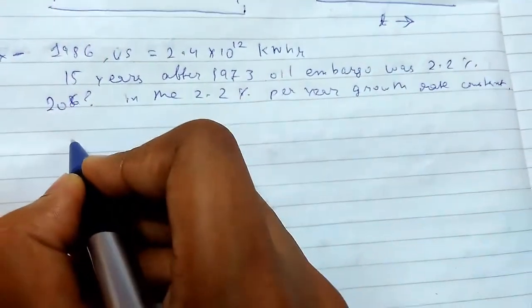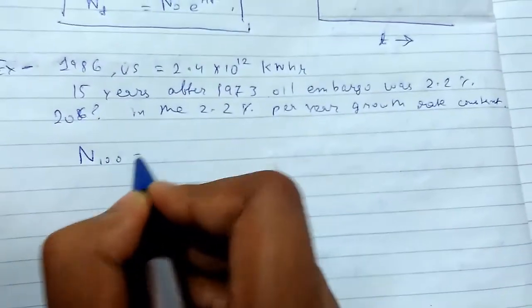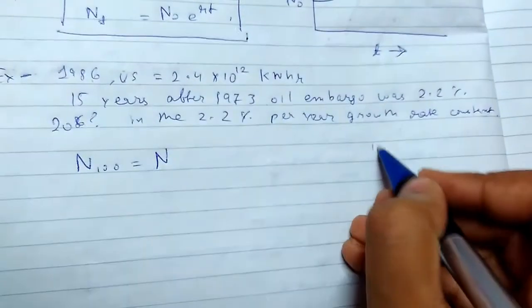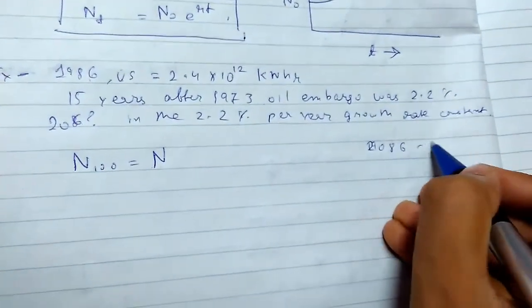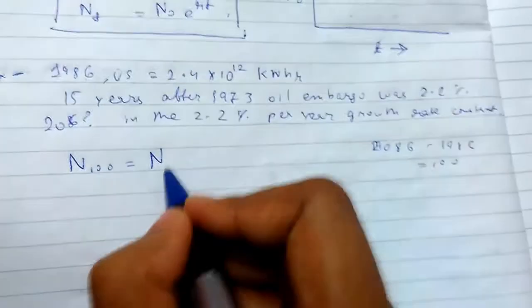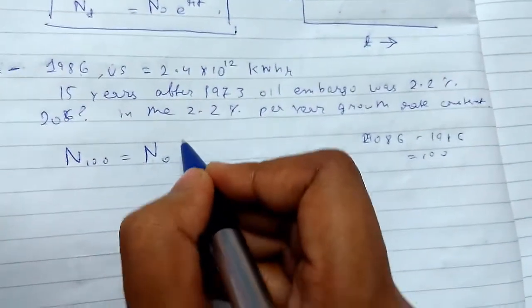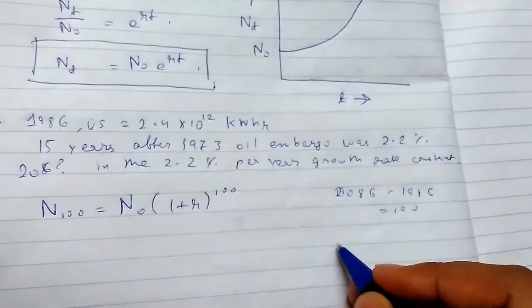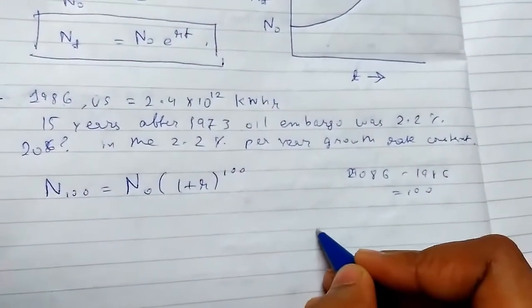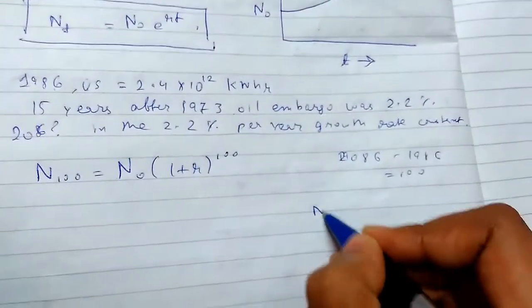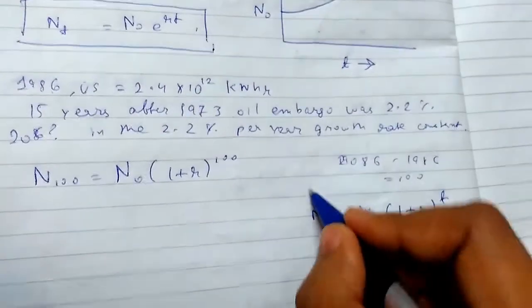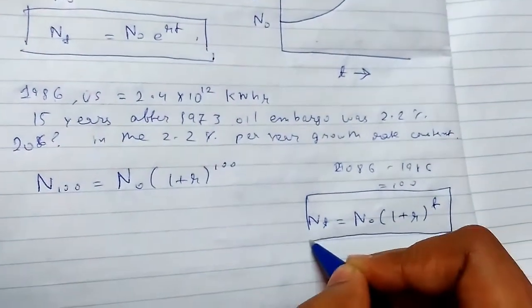So t is 2086 minus 1986, that will give 100. So n100 equals n0, that is the initial value, times (1 plus r) to the power 100. This is also a formula which I haven't told you, but let me write that also. For exponential growth, n(t) equals n naught times (1 plus r) to the power t. So this is also an exponential formula.